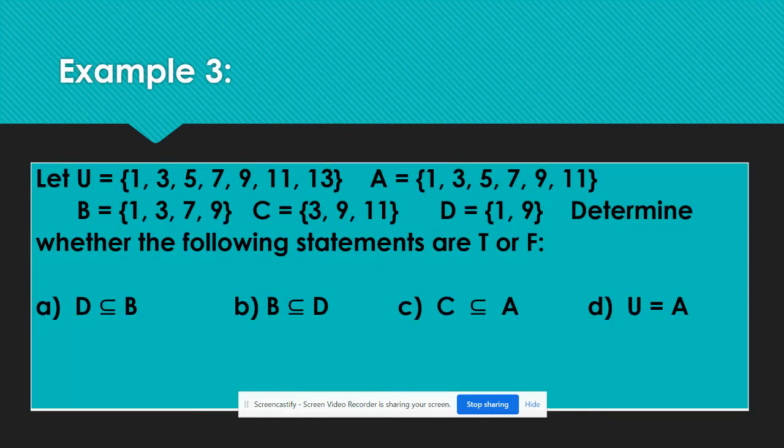Last example for this set, we have the universal set. Remember, these are all the numbers that we're focusing on. Going back to the senior class, we broke that class down into different groups. So we're saying, is this true or false? I'm going to change colors here. Is D a subset of B? Here's D. D has numbers 1 and 9. Are 1 and 9 found in B? Yes. So this is true.